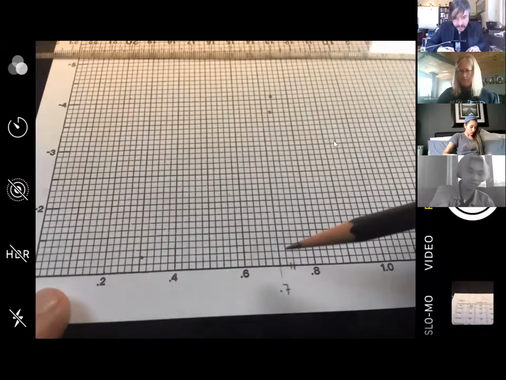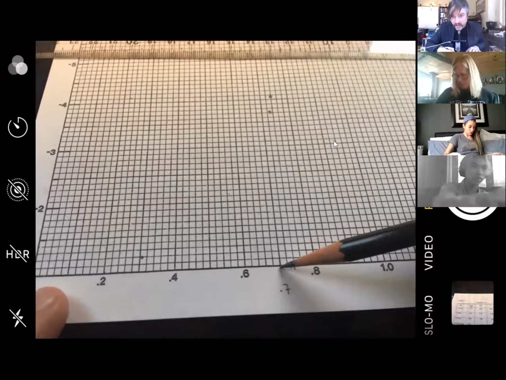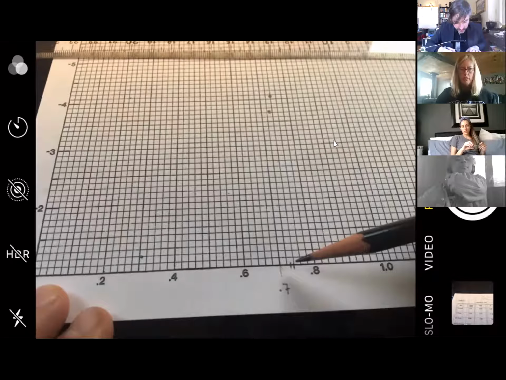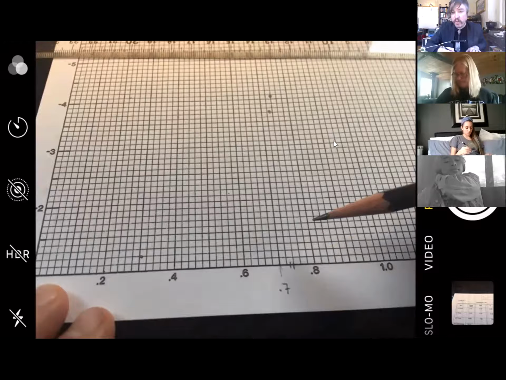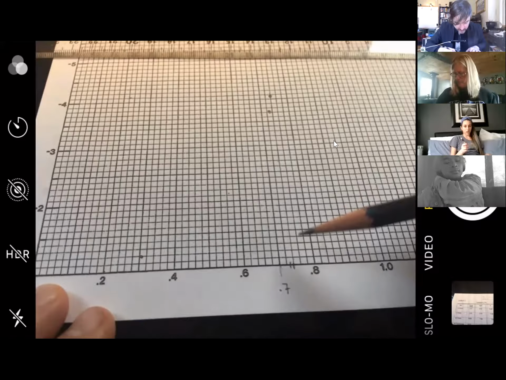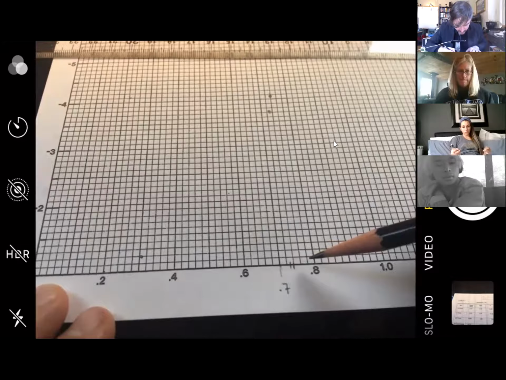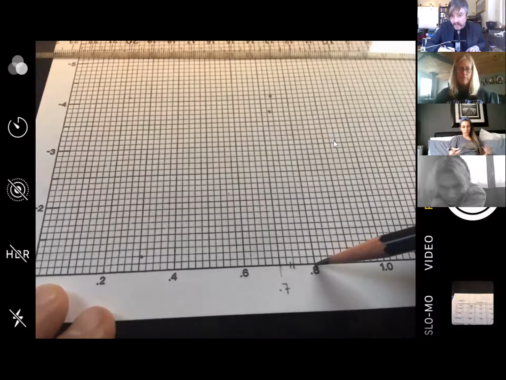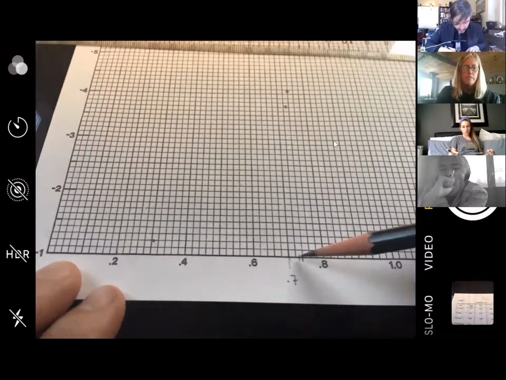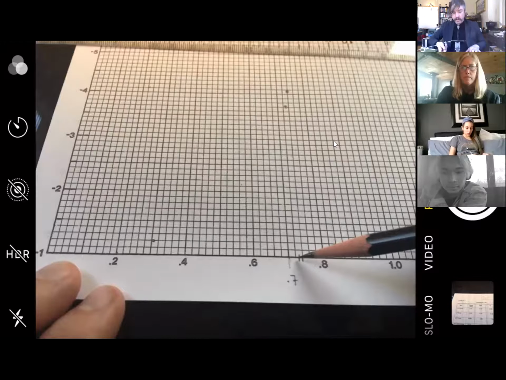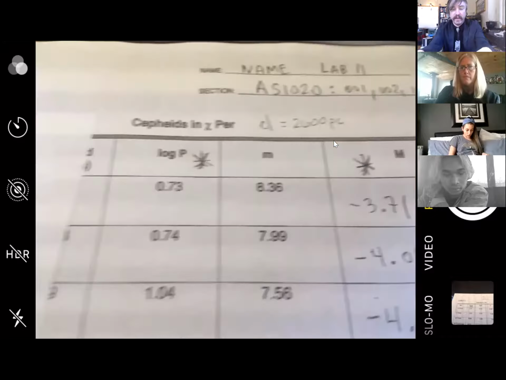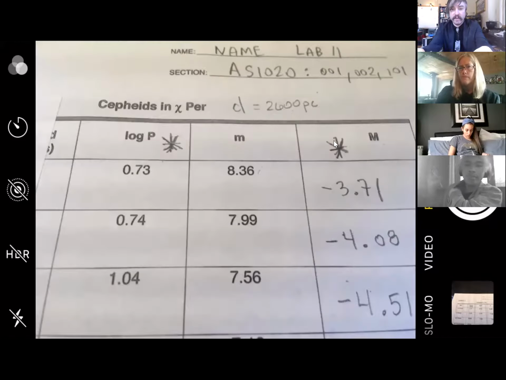Do you agree, Kaitlyn, that 0.7 is halfway between 0.6 and 0.8? Okay, some person in our class has determined that each little box is worth 0.02. That makes this 0.7, 0.72, 0.74, 0.76, 0.78, 0.8. Did that make sense? That means 0.73 is right there, right? And remember what I'm plotting, Kaitlyn. In our first graph there, I'm plotting log P 0.73 versus negative 3.71.